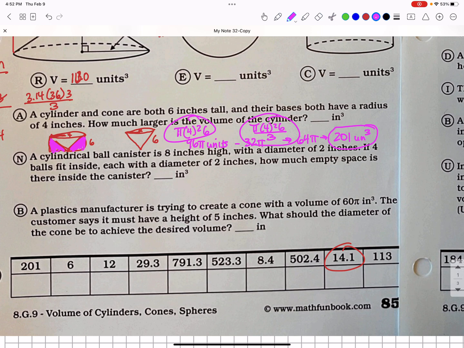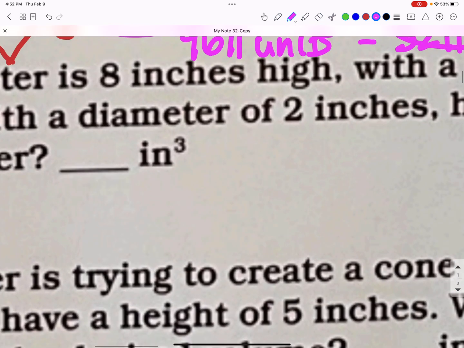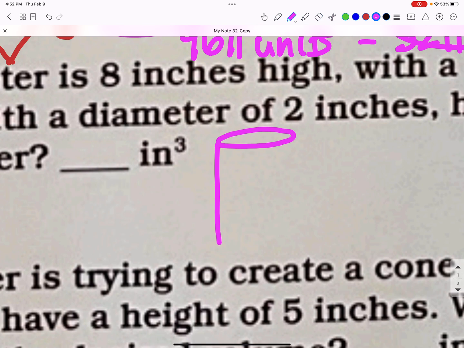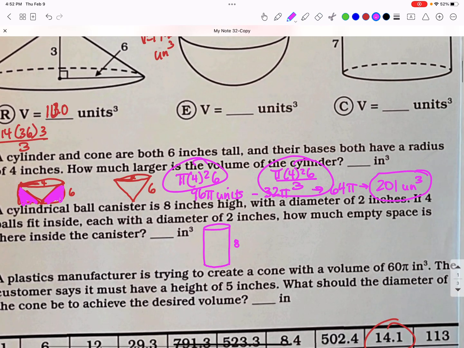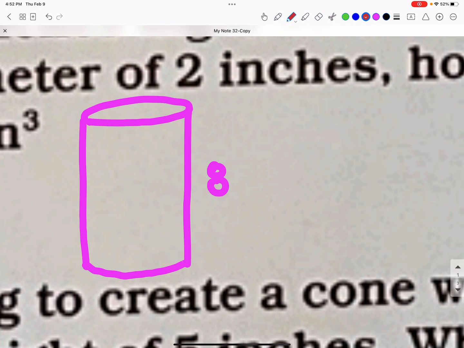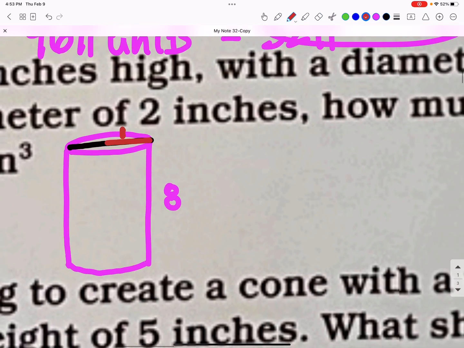This one was tough. Okay, a cylindrical ball canister. We've got a cylinder that looks like this. They say it's 8 inches tall, and it has a diameter of 2 inches. Diameter means all the way across, but we only want to know halfway. So if all the way across is 2 inches, then halfway across, the radius, is just 1 inch.